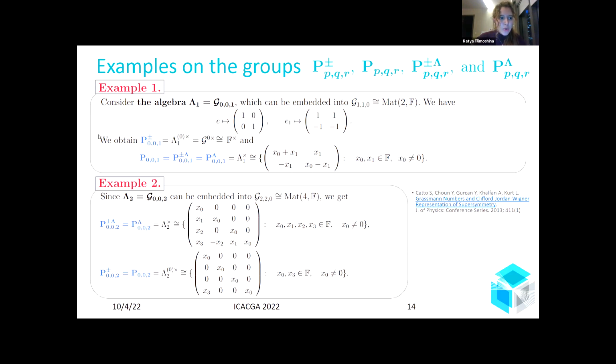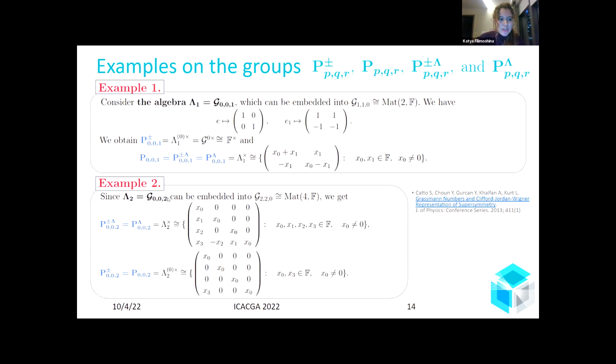We obtain that the group P plus minus is isomorphic to the group of all invertible elements of the field F. The other three groups are isomorphic to this set of matrices, where x0 and x1 are in F. In the second example, we have the Grassmann algebra G(0,0,2).